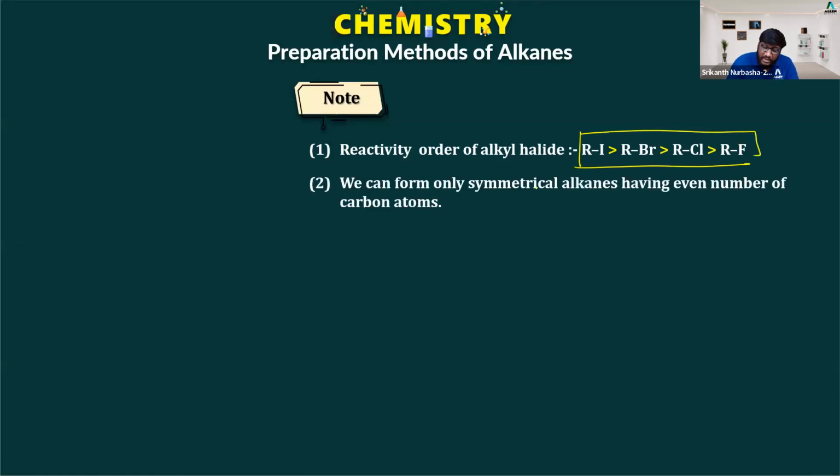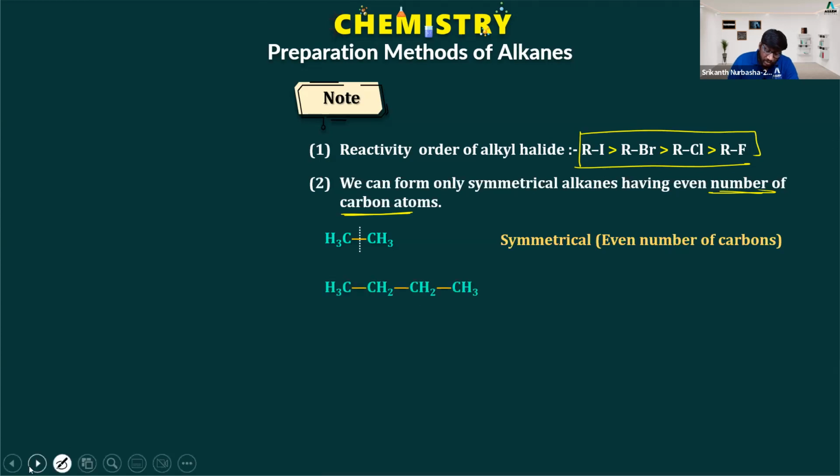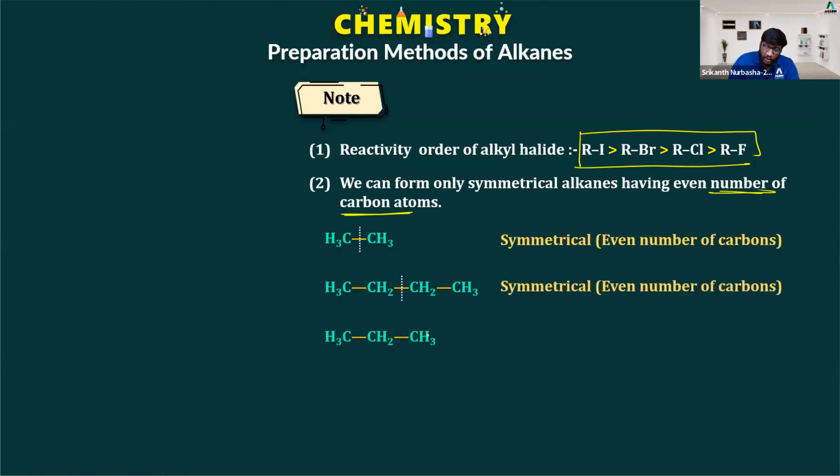We can form only symmetrical alkanes having an even number of carbon atoms. If you talk of any unsymmetrical alkanes, you have to take a mixture of alkyl halides. That's what I have told you. So symmetrical alkane, even number of carbon atoms. CH3-CH2-CH2-CH3, you can form from two ethyl radicals. CH3-CH2-CH3, how to prepare this?